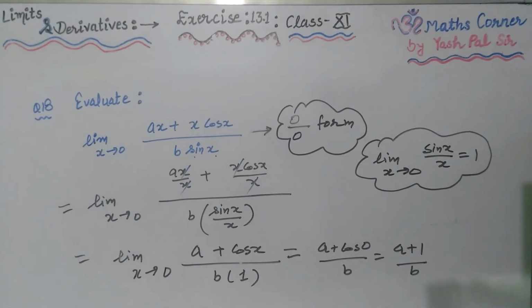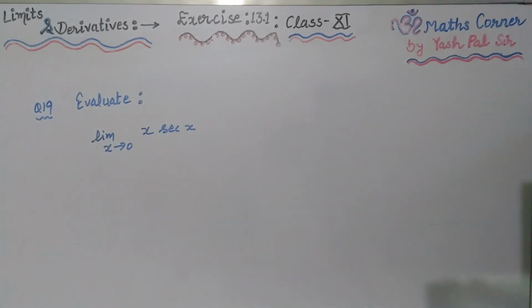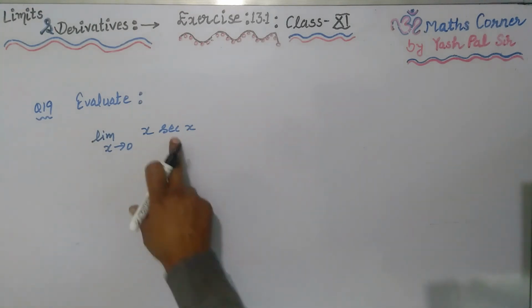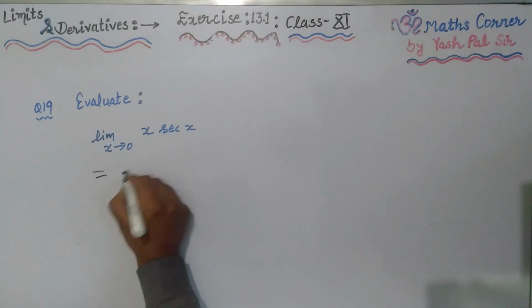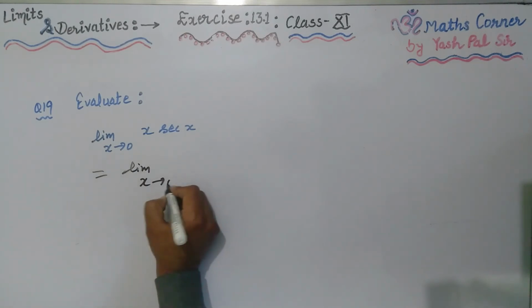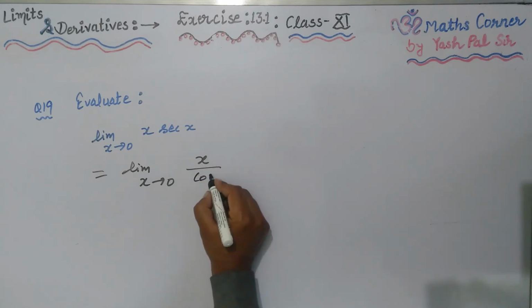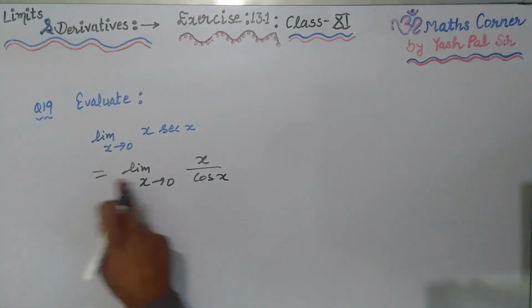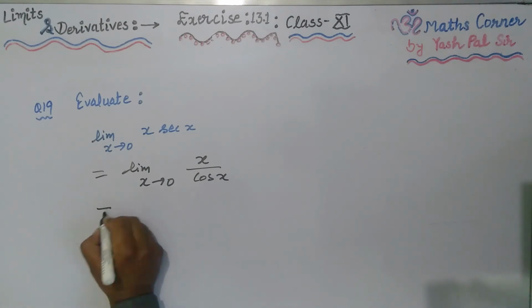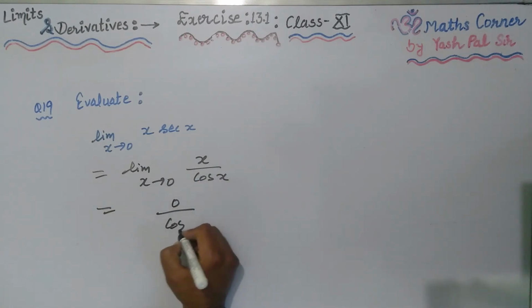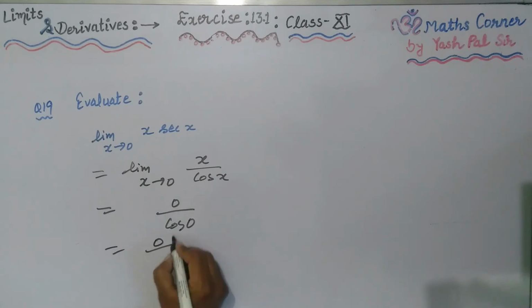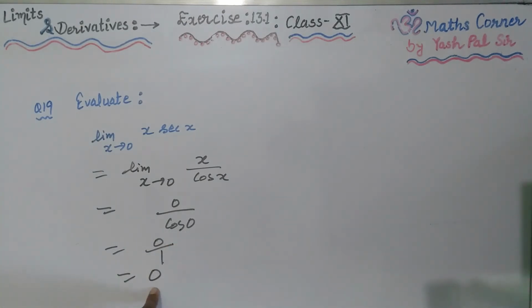Now coming to question number 19. We have to evaluate the limit x approaches 0 of x into secant of x. We can write this as limit x approaches 0 of x secant x, meaning 1 upon cos x, so x upon cos of x. Now if we directly substitute x equal to 0, we get 0 upon cos of 0. Now 0 is 0, cos 0 is 1, 0 upon 1 is 0. So 0 is the limit of this function.